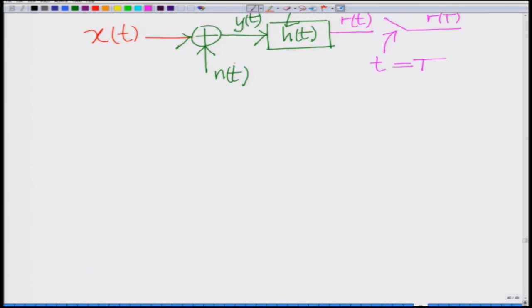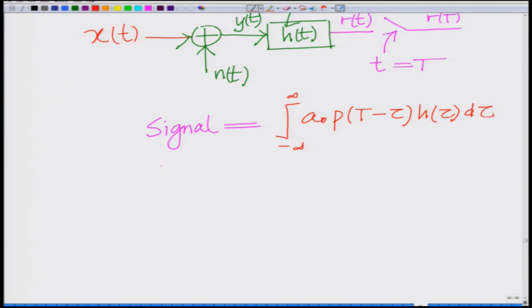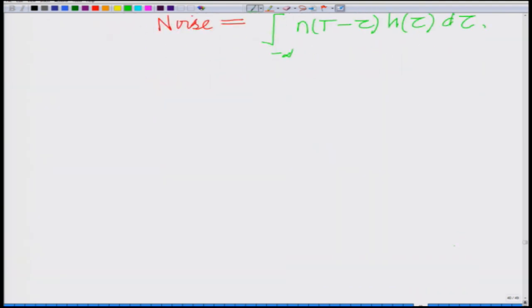And therefore, now we have seen that we have calculated the signal component of r(t). The signal component, that is the signal at the output of the sampler, is the integral from minus infinity to infinity of A naught p(t minus tau) h(tau), and the noise is the integral from minus infinity to infinity of n(t minus tau) h(tau) d tau. And then we can calculate the signal to noise power ratio.